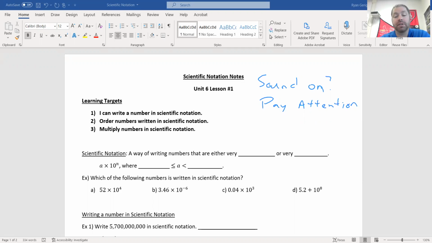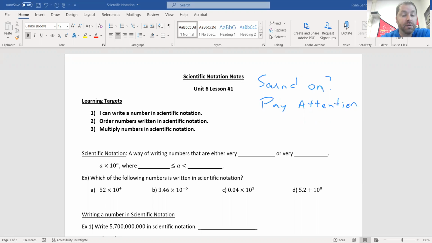So today we're jumping into scientific notation, which is something that you should be used to. You've done it before. You'll see this on all my notes. The first thing you're going to see is the learning targets. So there's 3 of them today. I can write a number in scientific notation. I can order numbers from least to greatest or greatest to least that are written in scientific notation, or I can multiply numbers that are in scientific notation.